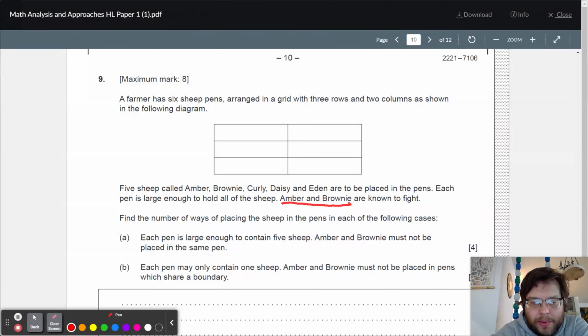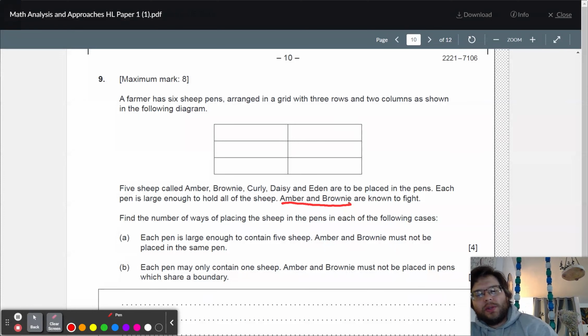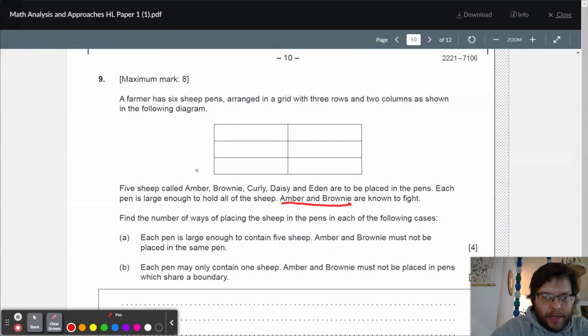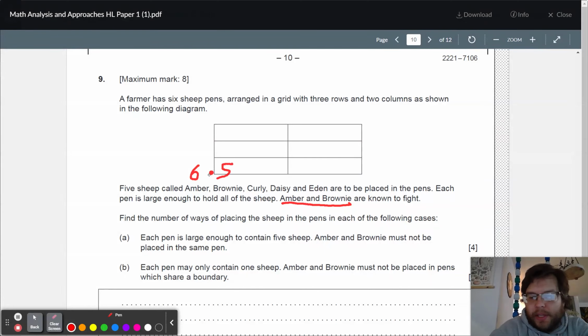Question A says each pen is large enough to contain 5 sheep. Amber and Brownie must not be placed in the same pen. Great. So, let's go through and try to find how many pens are possible for each of the sheep. I could put Amber anywhere. So, there's 6 possibilities for Amber. That leaves only 5 possibilities for Brownie because I can't put Brownie in the same sheep pen as Amber.